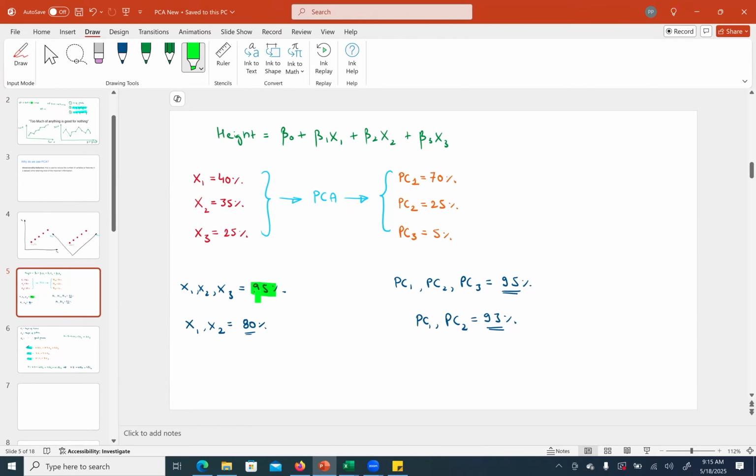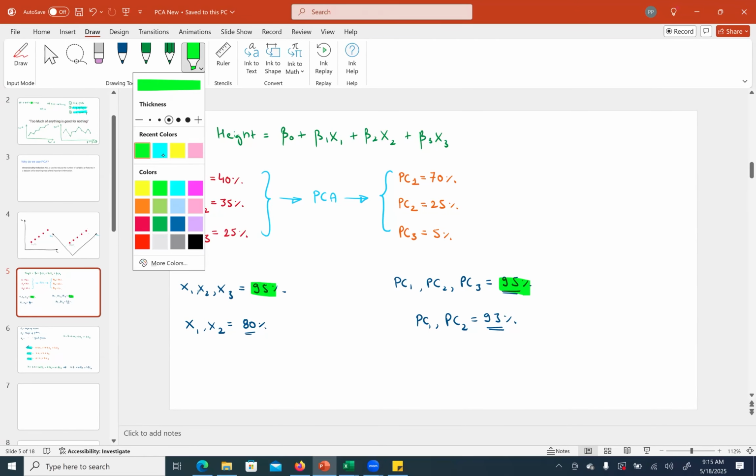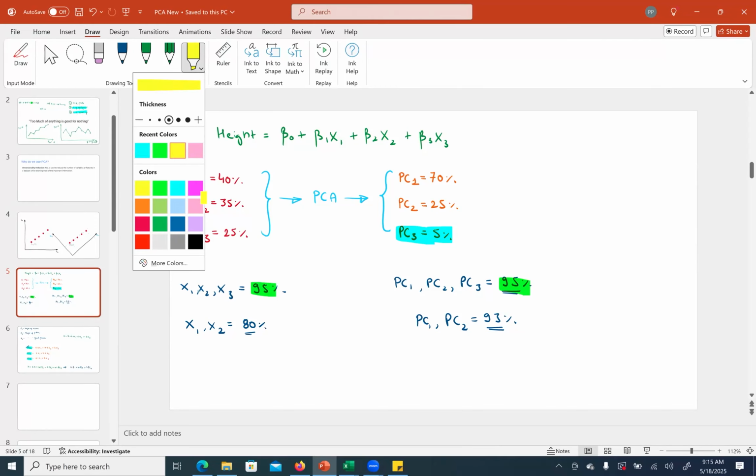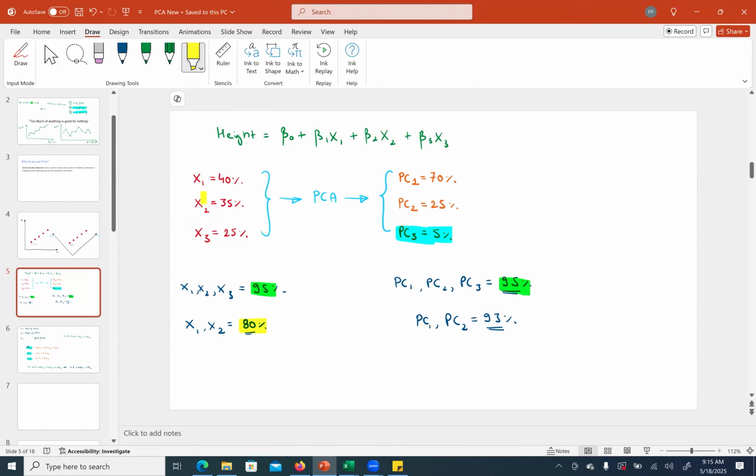Okay, now if I remove one of the variables, if I use all 3, I will get 95%, same as what I was getting earlier, because there is no information loss. But if I remove one variable, let's say PC3, then what will happen? In the first case, when I was removing X3, my accuracy was reducing from 95% to 80%. But in this case, if I remove PC3, my accuracy will only drop from 95% to 93%. So I'm being able to reduce the number of variables.